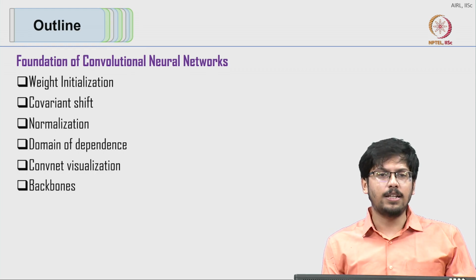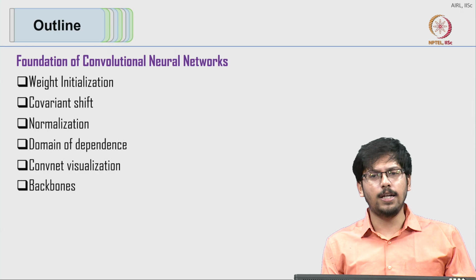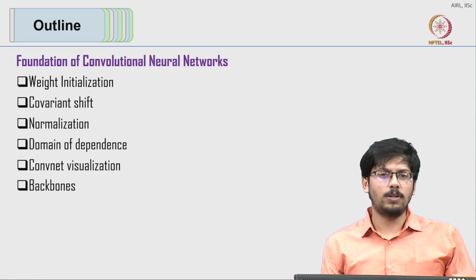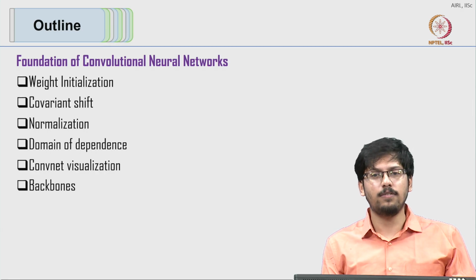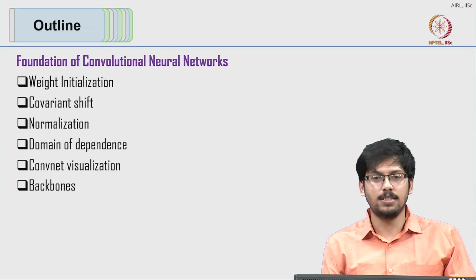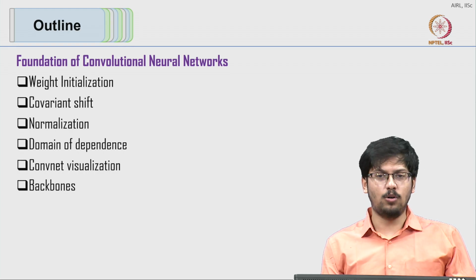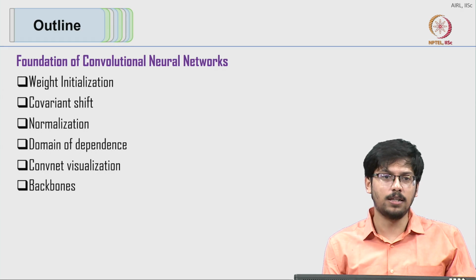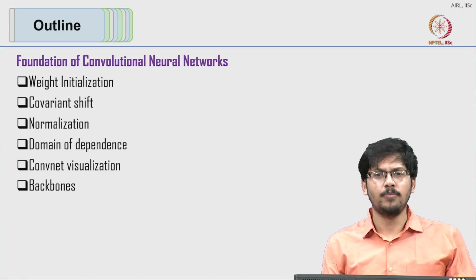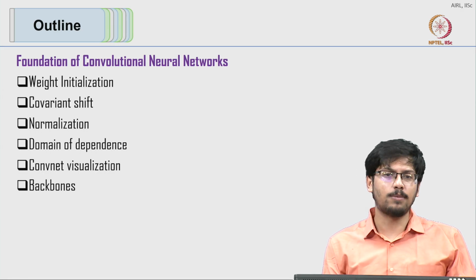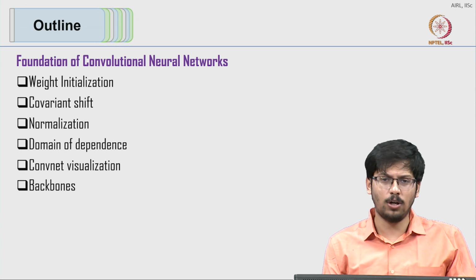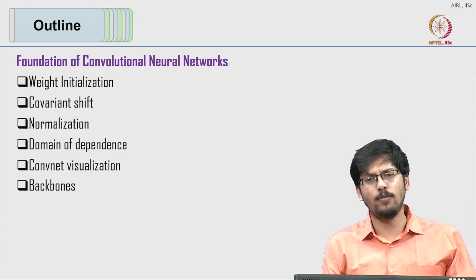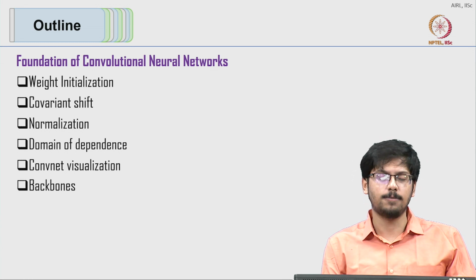Finally, we will also take a closer look into the different kinds of features which are learned by these convolutional backbones. So, what does the shallow layer learn, what does the deeper layer learn, and finally what are the important backbones which have been there for a long time, and a quick review of certain new backbones in literature.